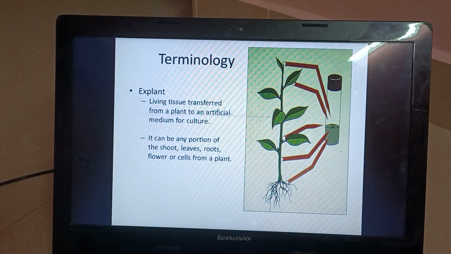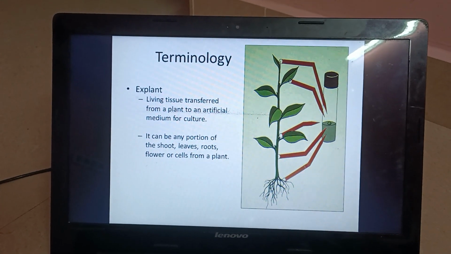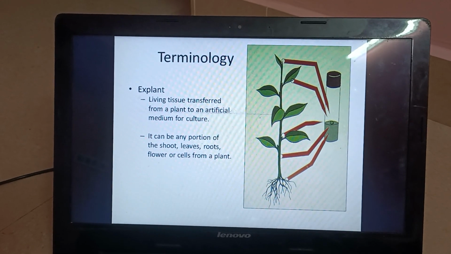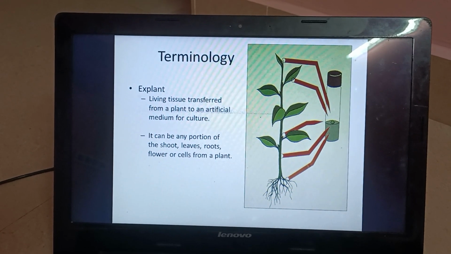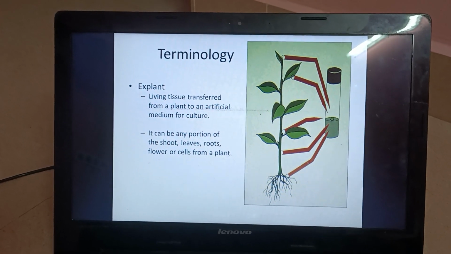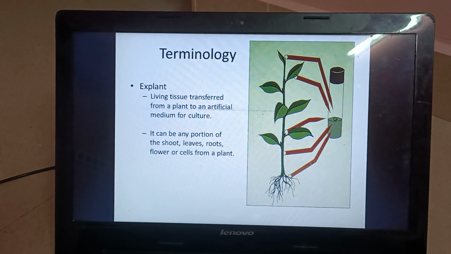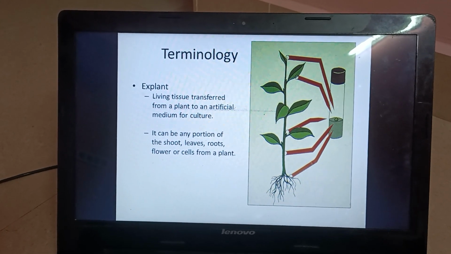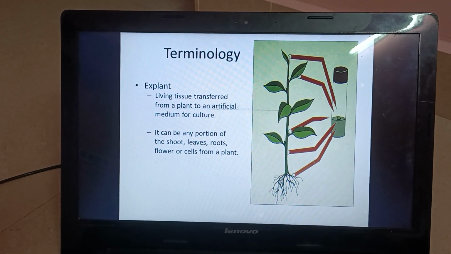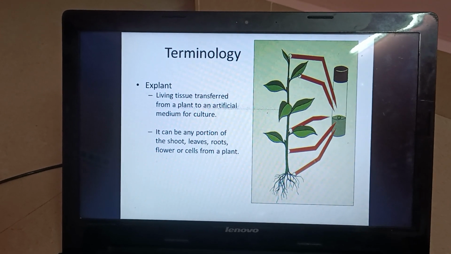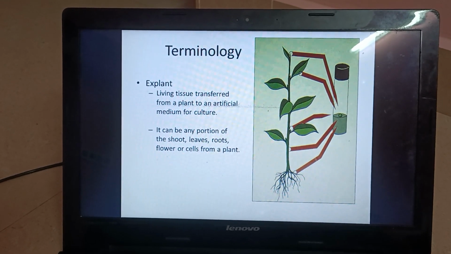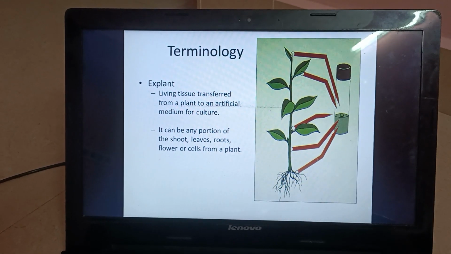The previous slide clearly explained what an explant is. An explant can be any part of the plant. Okay, any plant part can be considered an explant. How is it possible? If I put a leaf, it might grow as a leaf. How can it grow as a whole plant?